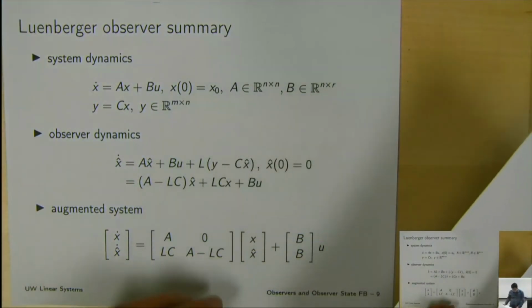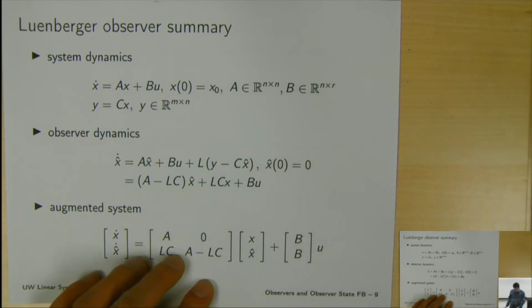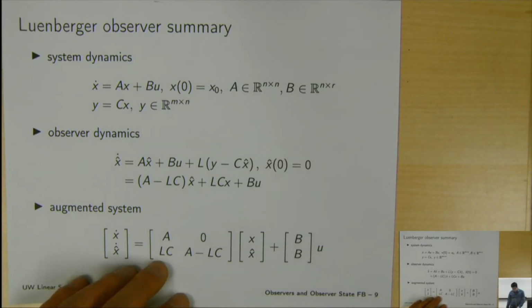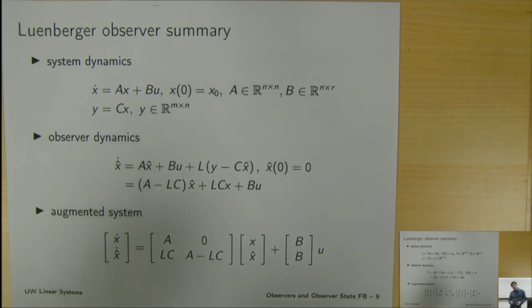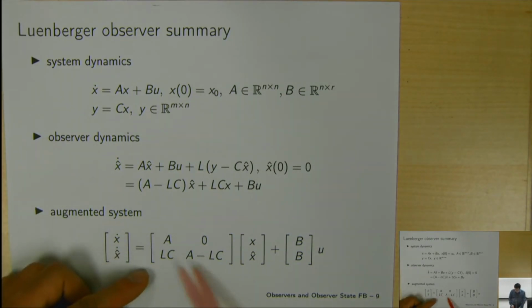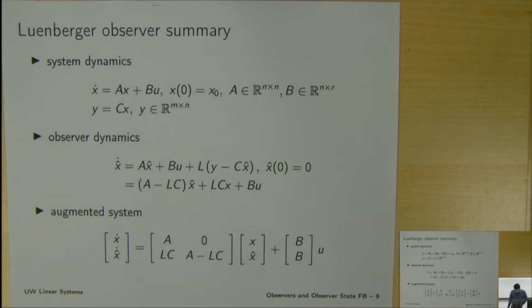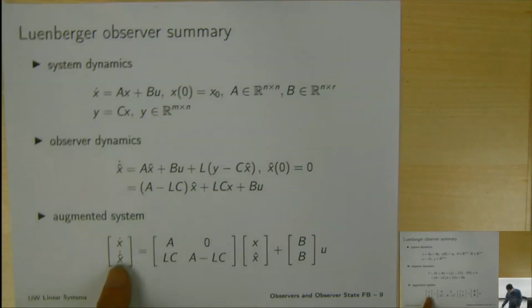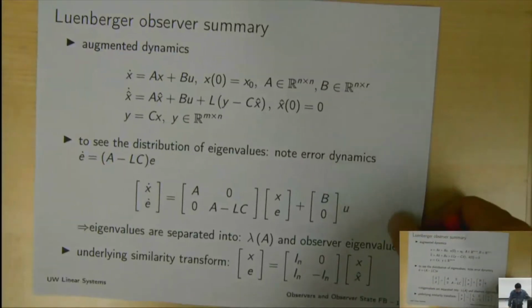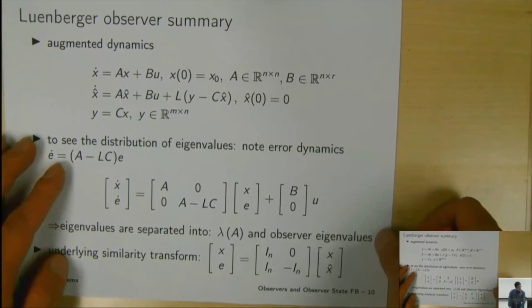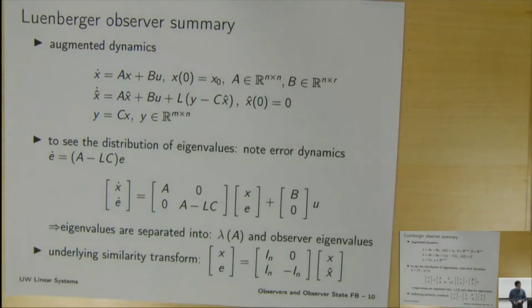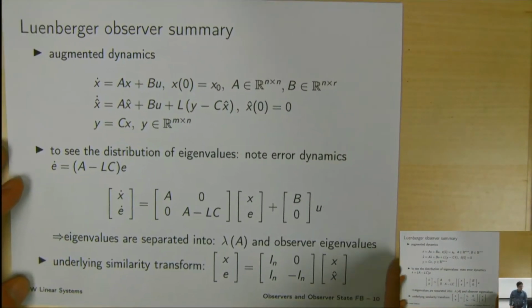Now, when we talk about state feedback control, we talked about the eigenvalues in that case. Now, let's take a look at the eigenvalues of the overall system right over here. So let us see how the eigenvalues are actually going to distribute in this augmented system.